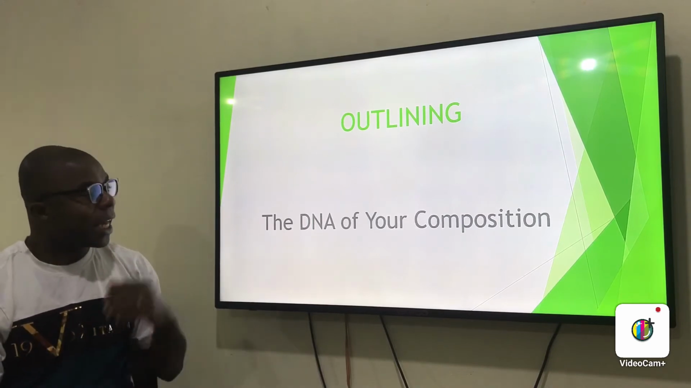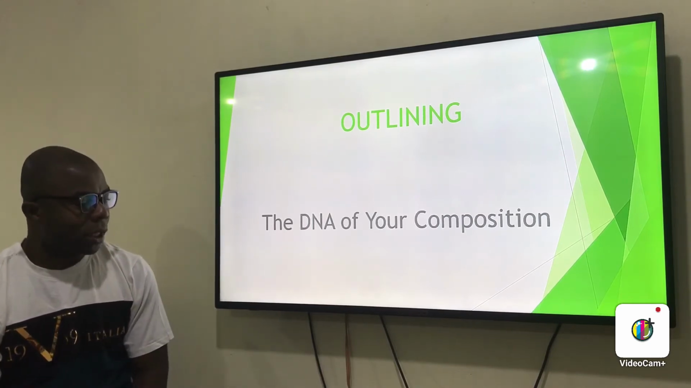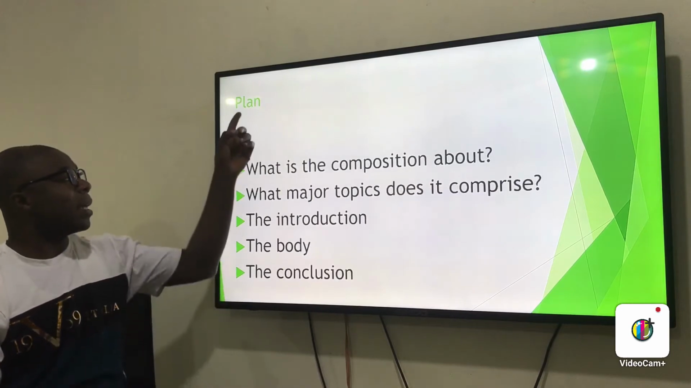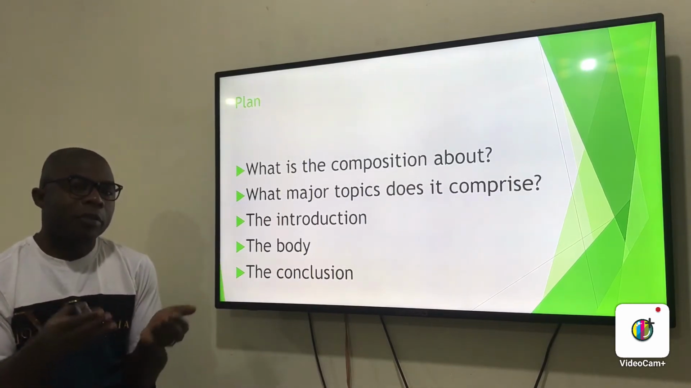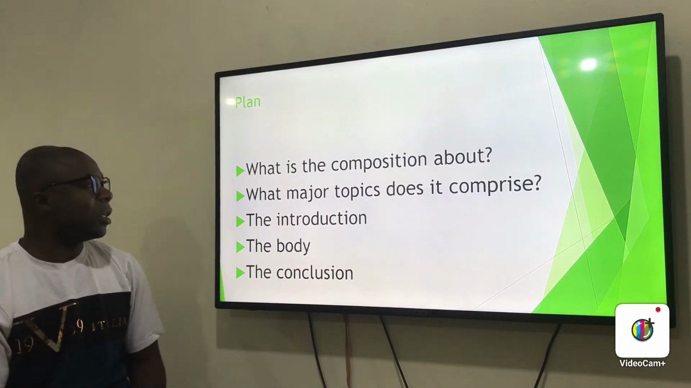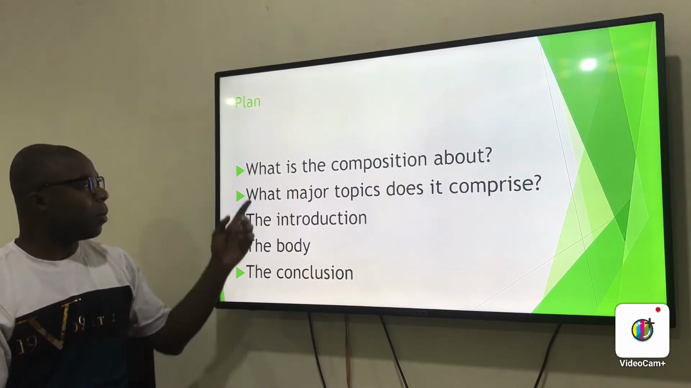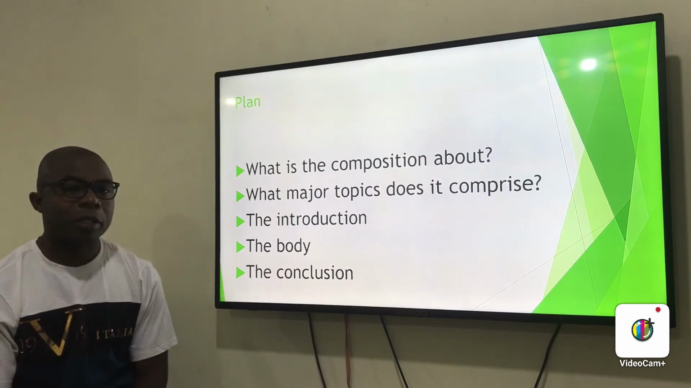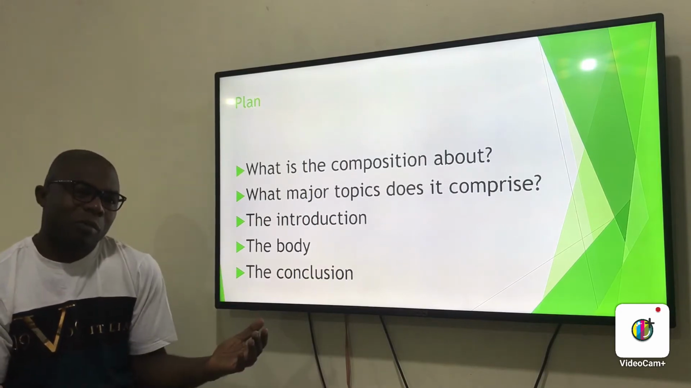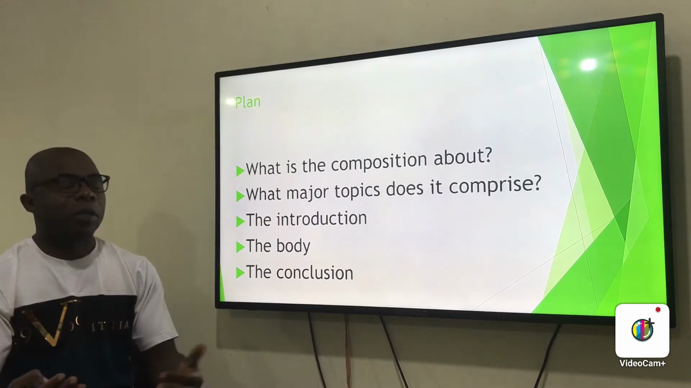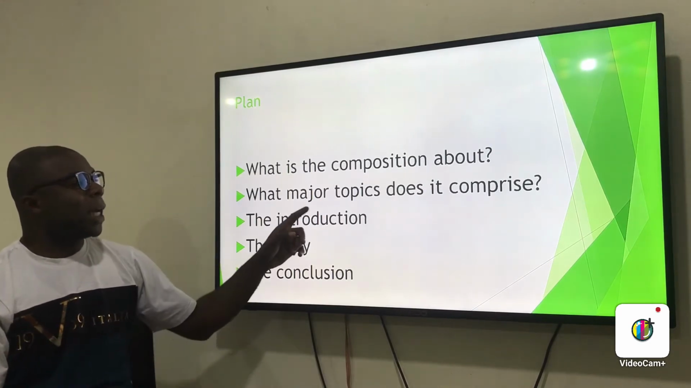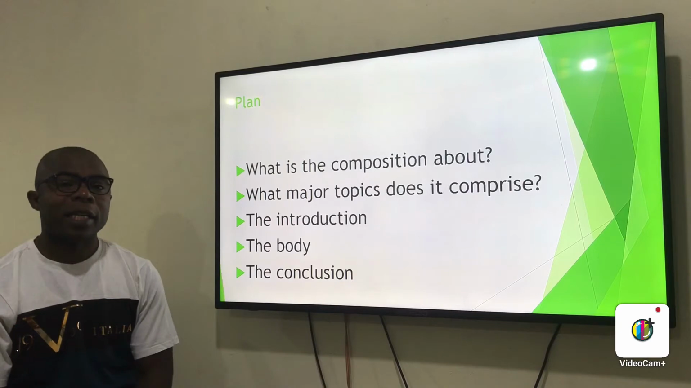So if it is the DNA of your composition, then it means you need to have a plan. The plan should be whatever you intend to write as your composition. You have some questions. For example, what is the composition about? What do you want to write about? So you need to have that idea down. And then, what major topics does it comprise?